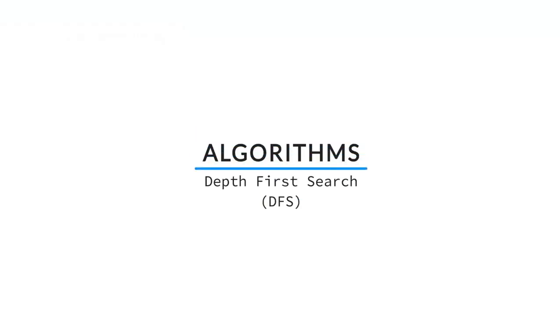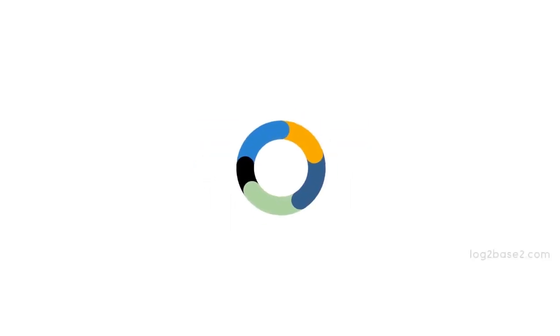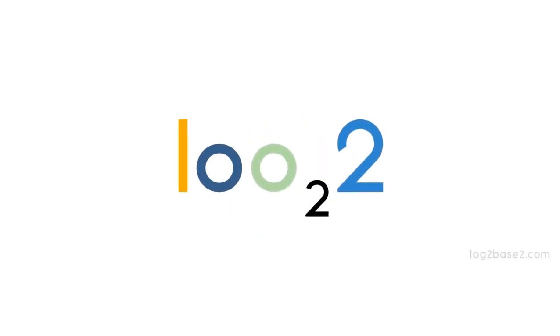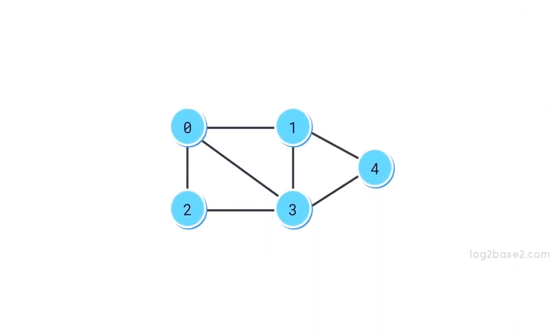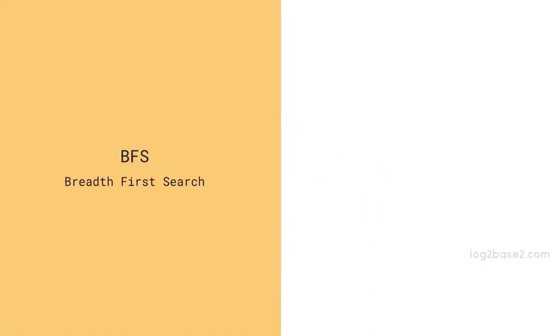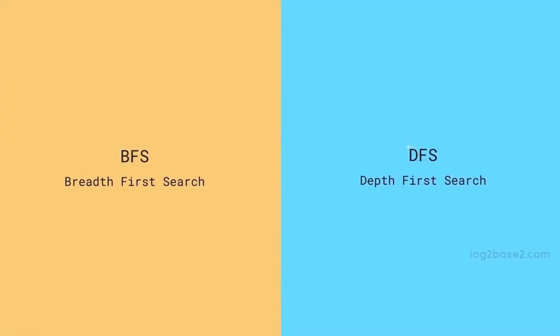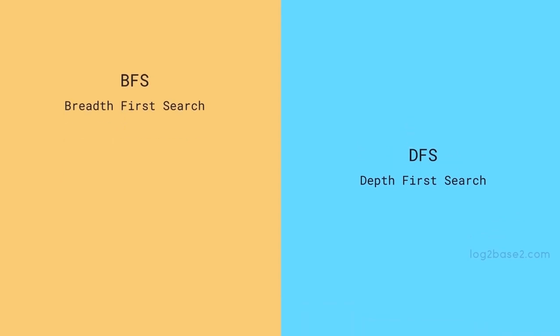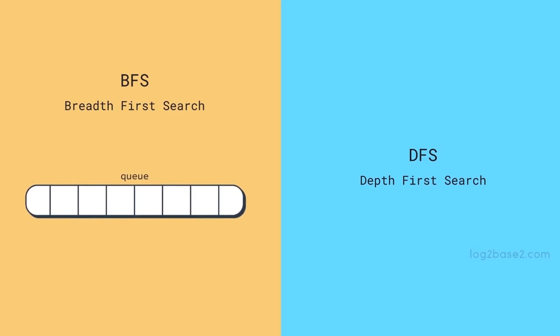Hello friends, and in this video, let us discuss depth first search, DFS. So we have learned about graphs and how we can traverse graphs, that is, visit every node of the graph. We have two major methods for that. One is breadth first search, BFS, and the next one is depth first search, DFS. We have already learned about BFS, which uses a queue. And in this video, let us discuss DFS, which uses a stack.